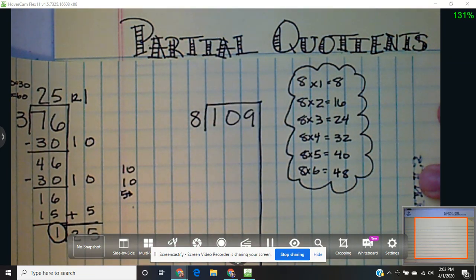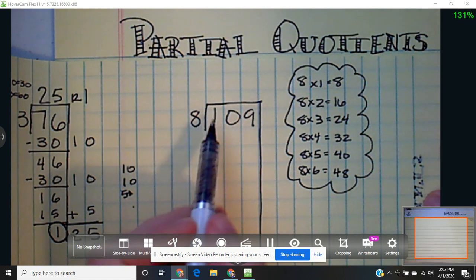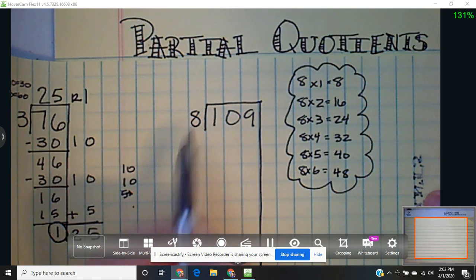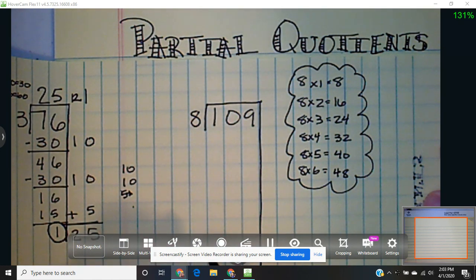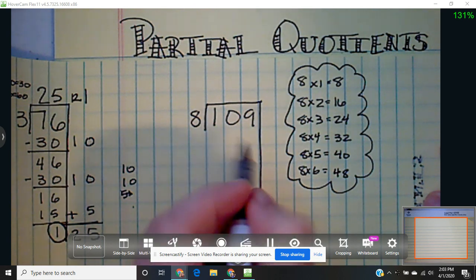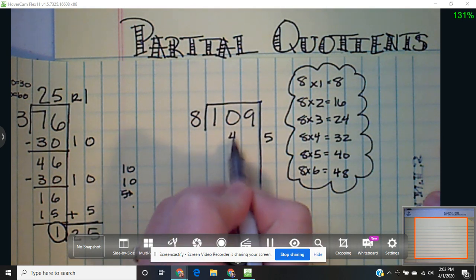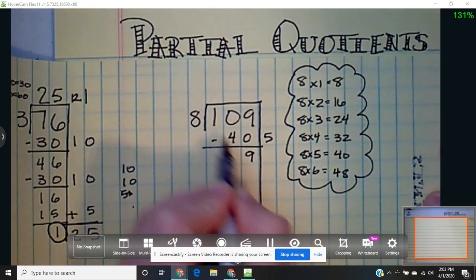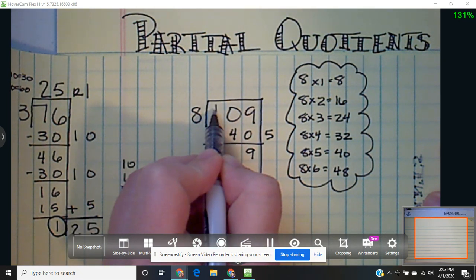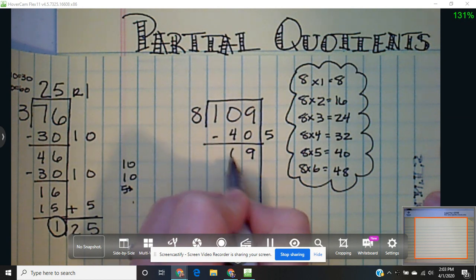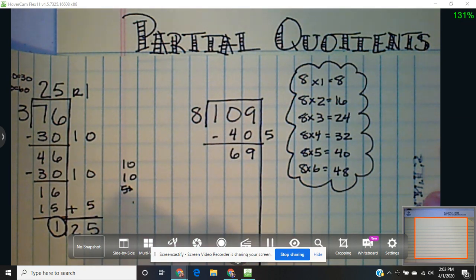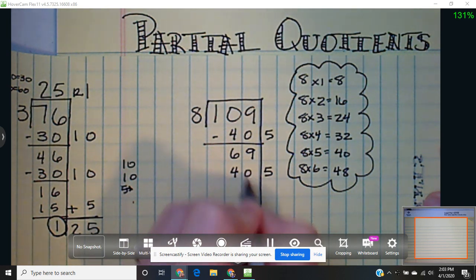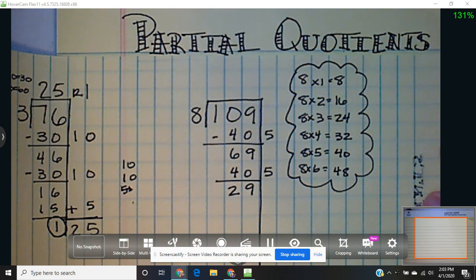So I draw my hangman sign. I'm splitting 109 things into 8 equal groups. So I'm going to start with 5 groups and subtract 40. It becomes 10 minus 4 is 6. You could regroup if you wanted to. I can take another group of 5. And now I have 29 left.